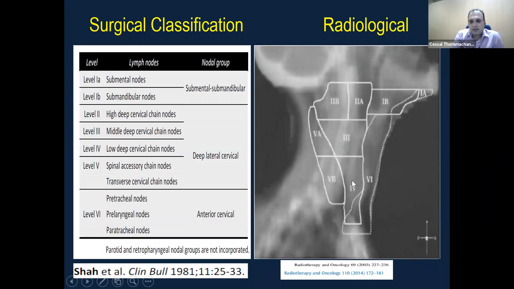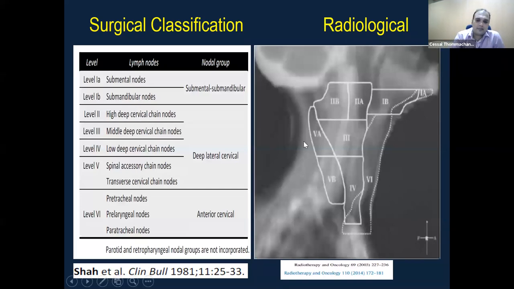Then you have level 4A and level 4B. Level 4A drains any tumor with a subglottic extension, transglottic tumors, subglottic primaries, thyroid malignancies, then postcricoid and cervical esophagus. All of these can drain into level 4 lymph nodes. When you have lower level 4 lymph nodes, you need to consider primaries in the thorax as well.